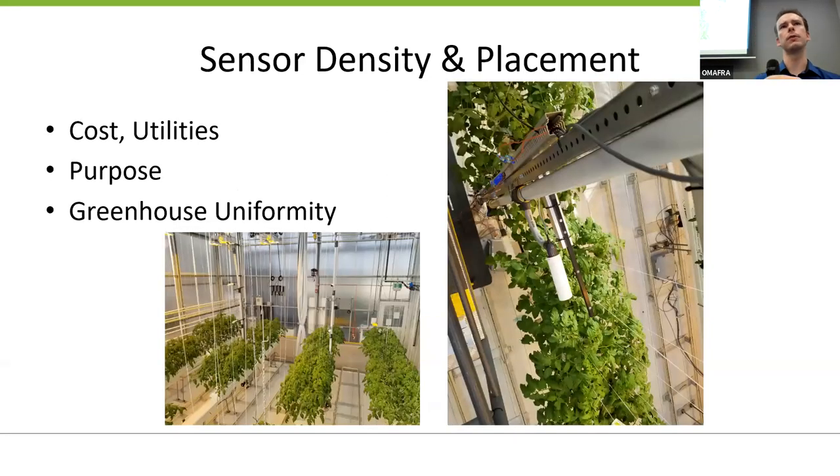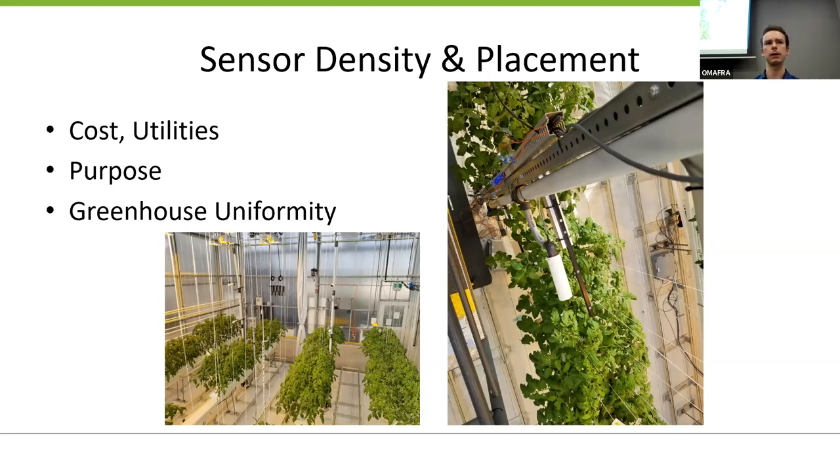Really want to focus here on sensor density and placement. So if you're working with a company, not necessarily Koidra, but any controls company, you want to be considering where you're measuring, your sensor density and the placement. Ken's talked before about garbage in, garbage out for data. You want to make sure you're measuring something that's relevant to your crop.